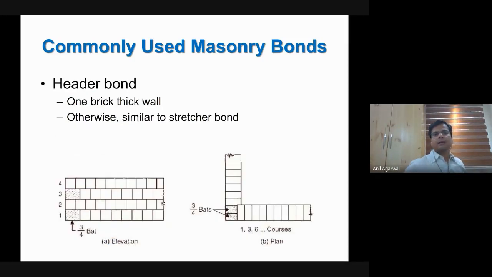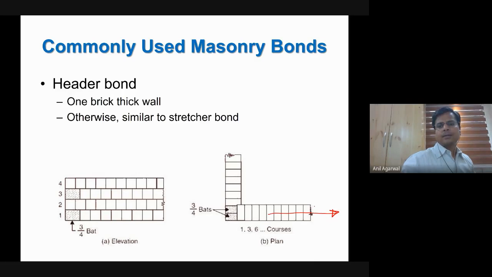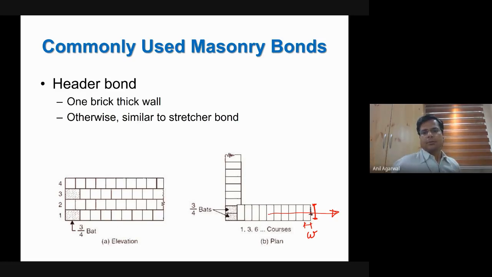The other one is a header bond. So header bond is identical to the stretcher bond, except that in this case, instead of using the length of the brick in the longitudinal direction, so this is the longitudinal direction of the wall, and this is the length of the brick, you use the width of the brick. So the width of the brick is parallel to the longitudinal wall. This is called header bond.